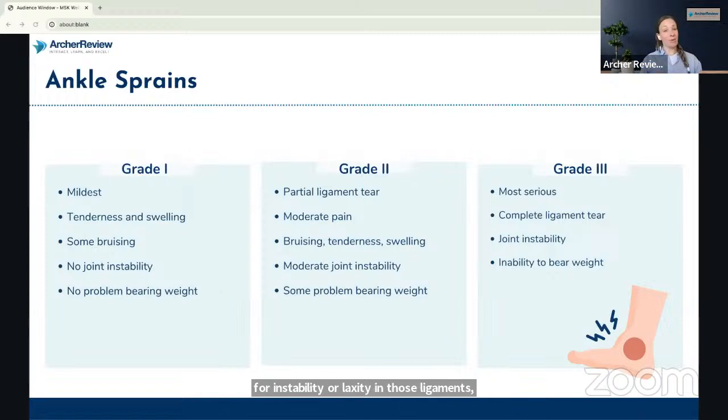Those ligaments, remember, are a bone-to-bone attachment. They're thick, tough bands of tissue, and their job is to connect all of our bones and keep the ankle stable.